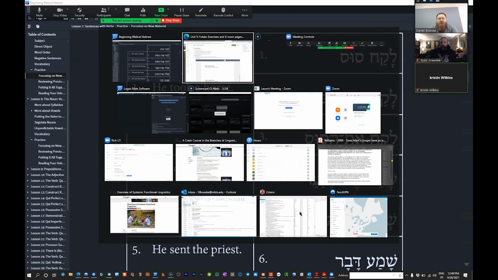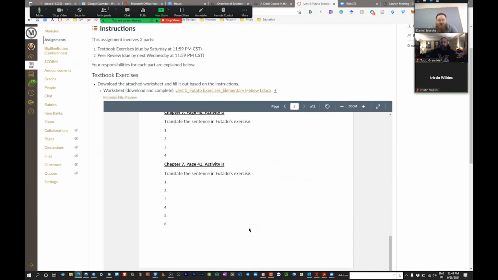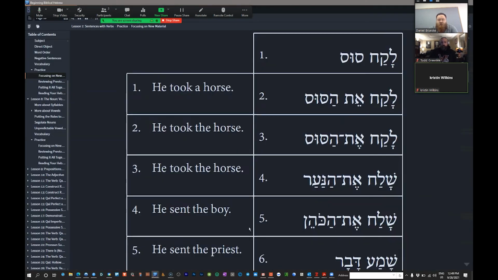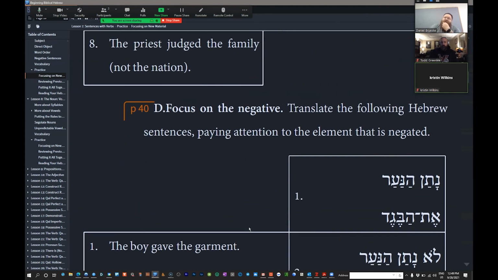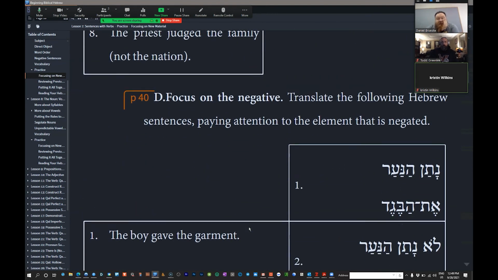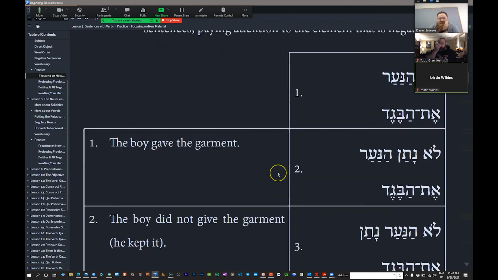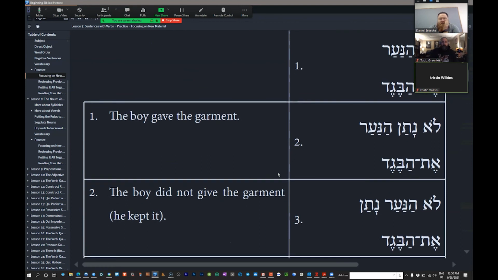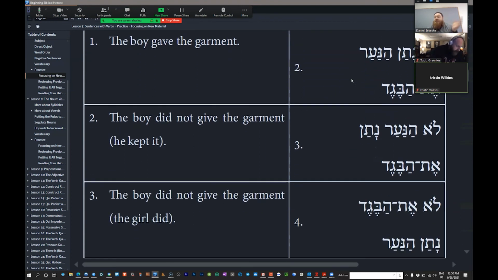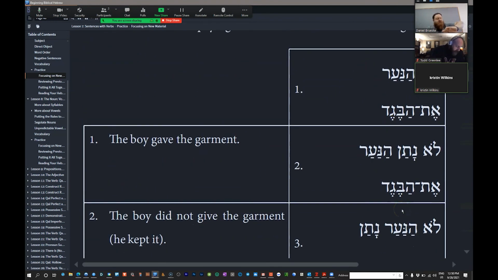All right, any questions on B while I look up the next section here? D and H. All right, let's take a look at D. All right, on here, again, we have to deal with this annoying negative again. So I'm just going to kind of point out what might be confusing here. In all 4 of these, if you got any 4 of these Hebrew sentences on a quiz, you should translate them as the boy gave the garment, and nothing else.